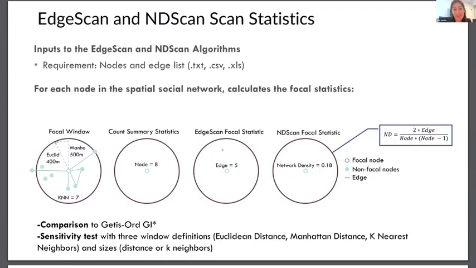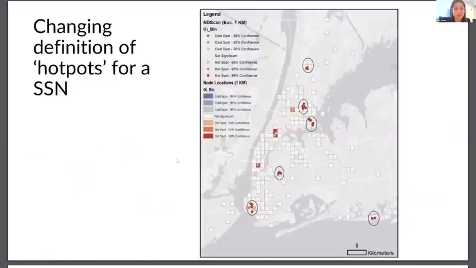We're finding how many edges are actually in the neighborhood radius. And then we're also calculating network density, which is given by this equation here. So this one is saying just how many edges fall completely within this radius. And then this one is saying, given the number of edges that are possible, given the number of nodes, how many do we actually have? And we'll show this in comparison with Getis-Ord Gi star and a sensitivity test, because when you define this neighborhood differently, you get really different results.